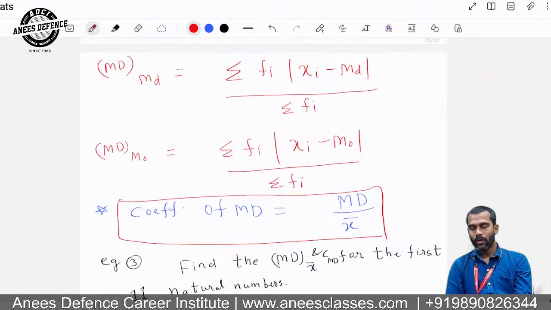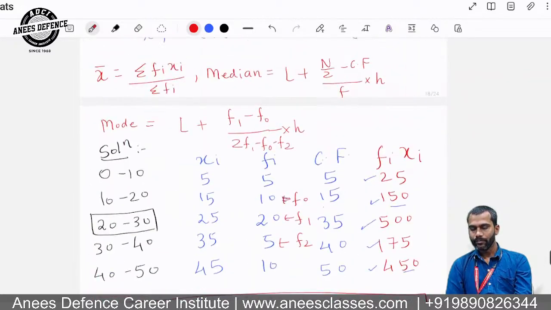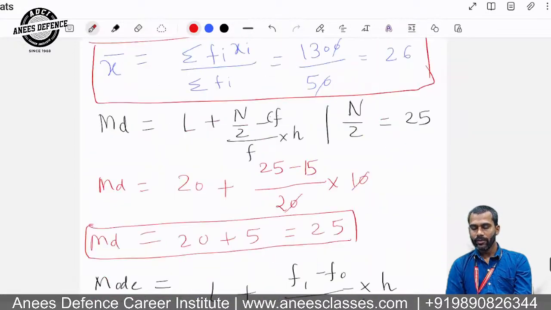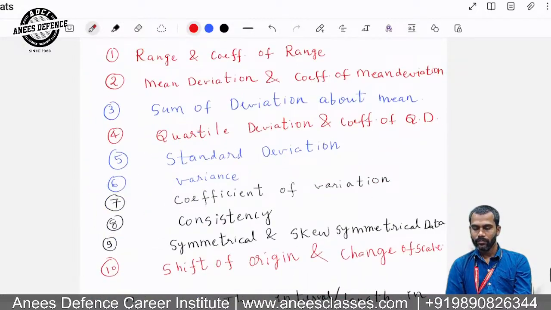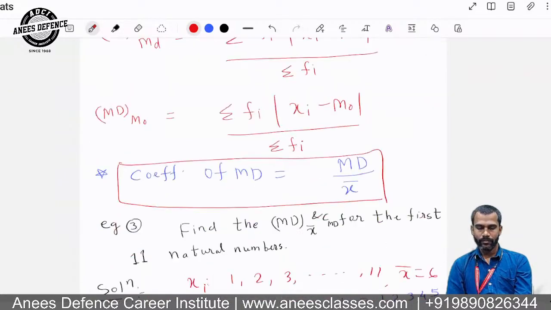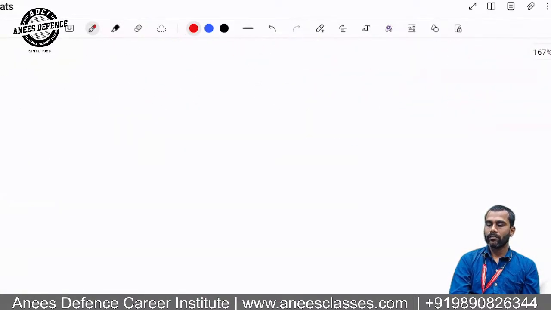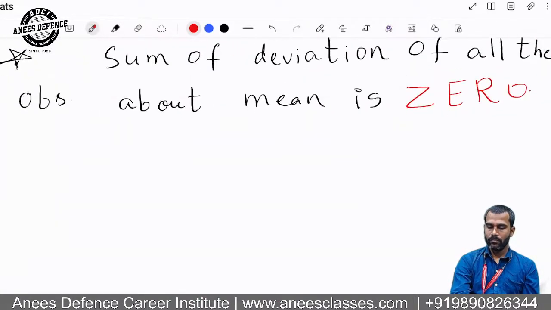Yes or no? Now what is the fourth point? Quartile deviation and coefficient of quartile deviation. Give the heading. Point number 4.